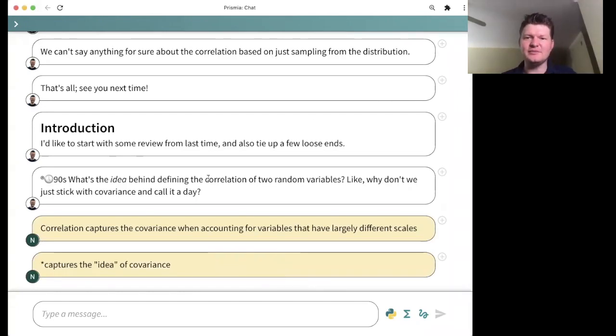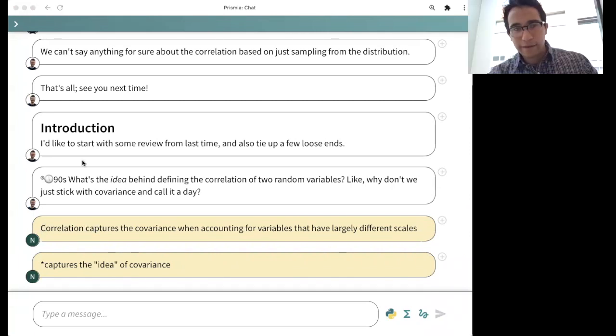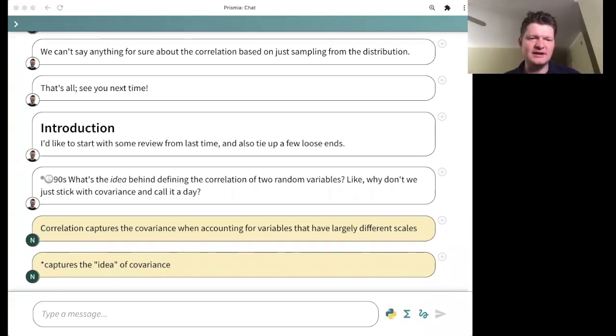Right off the bat, let's hear from someone. Nick has an answer here. Do you want to elaborate on this? Yeah, that's great. So I'll write it down here as well.